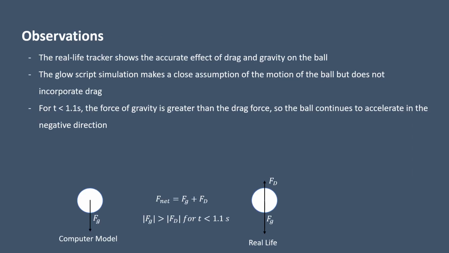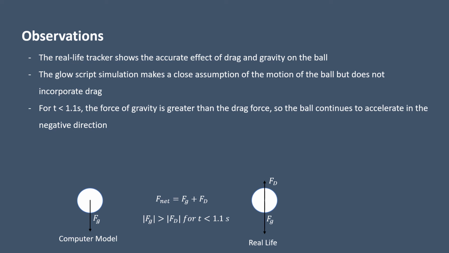So some observations that we find. The real-life Tracker data shows an accurate effect of gravity and drag on the ball, not just gravity. The GlowScript simulation shows a close assumption of the motion of the ball, but does not incorporate drag, so it's not actually an accurate assumption. Also, for time less than 1.1 seconds, the force of gravity is greater than the drag force, so the ball continues to accelerate in the negative direction.